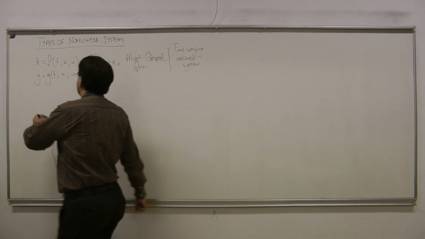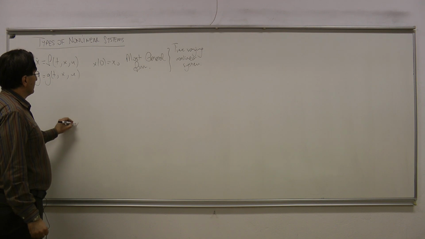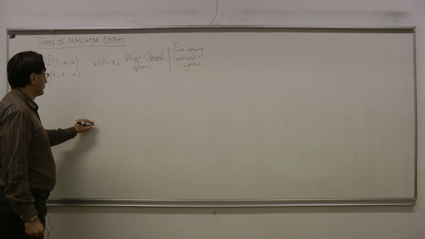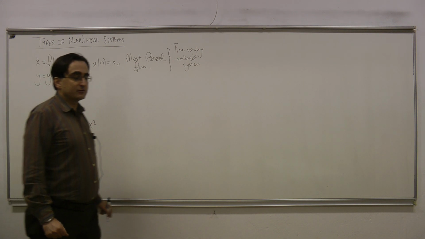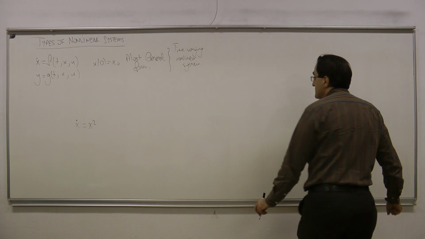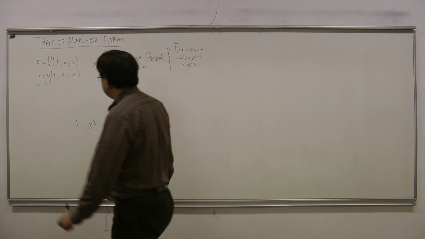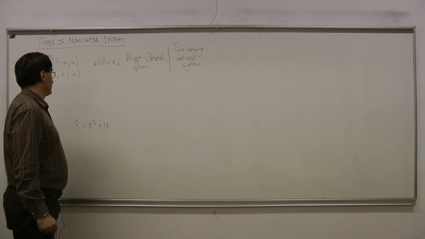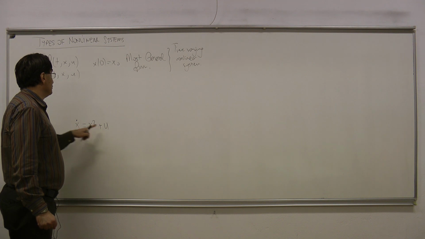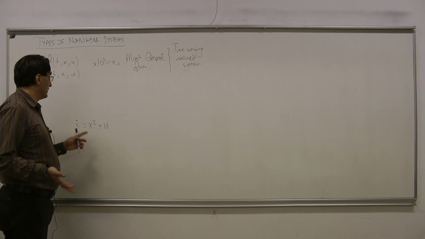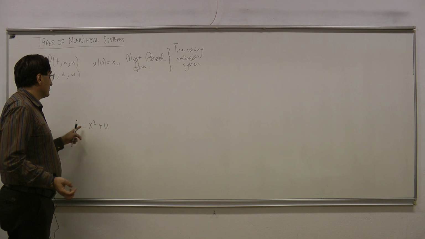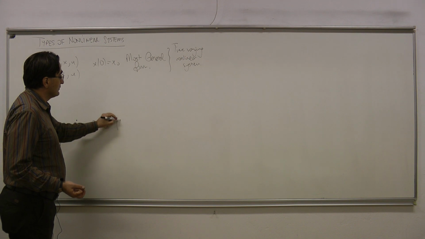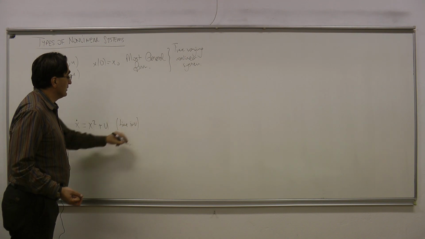Okay? So when I write a system like x dot is equal to x squared plus u, this is a nonlinear system, and it is a time invariant system. Why is that? Because the relationship between u and x is time invariant. The differential equation never changes with respect to time. So this is a time invariant nonlinear system.